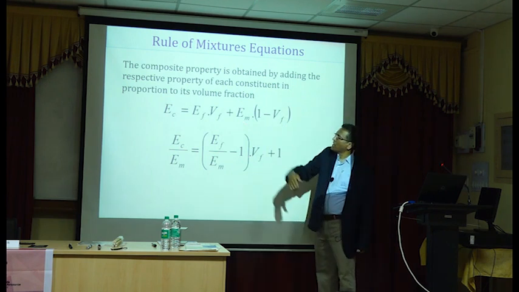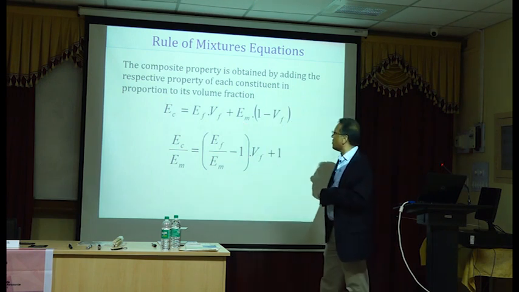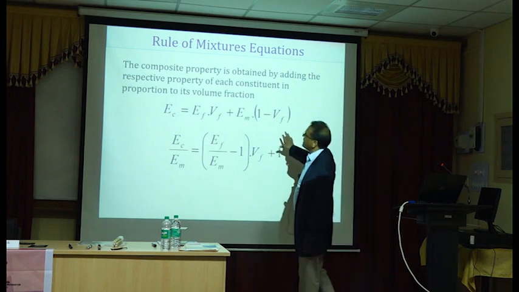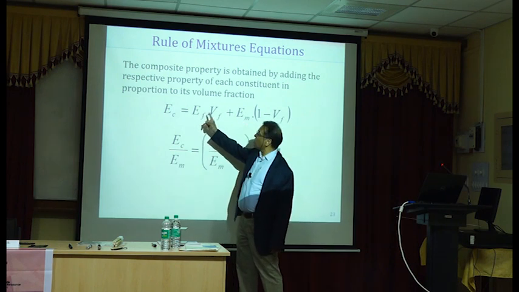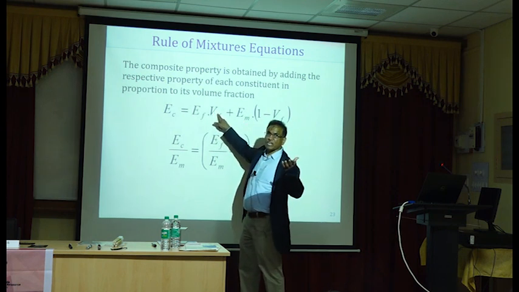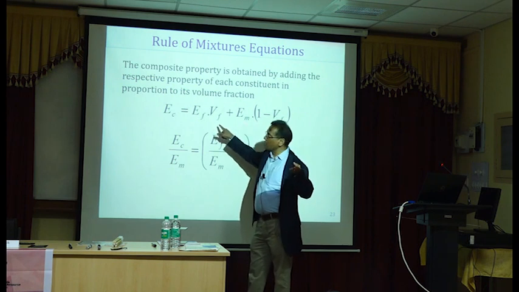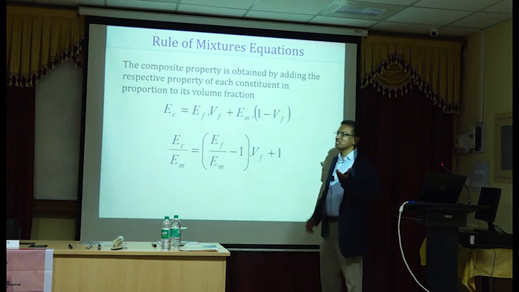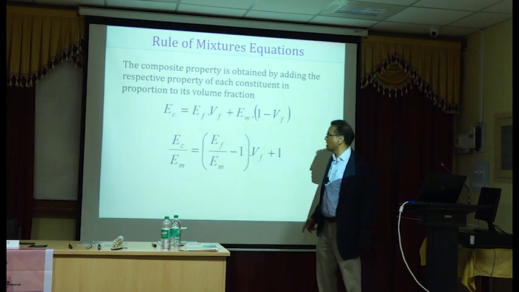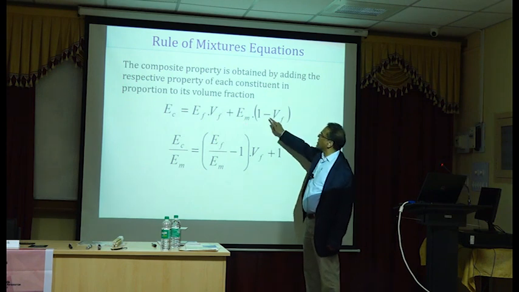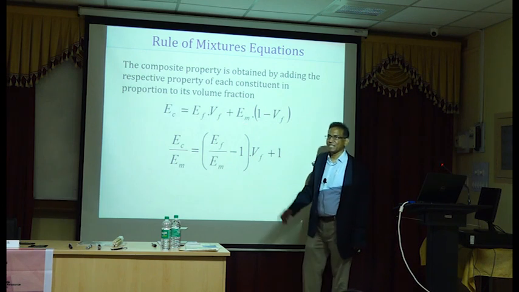So we eliminated everything else. We don't have to worry about individual items. All that we need is EF, which you will know from your manufacturer's data sheets. VF is something you determine. You say, I want 50% fiber volume fraction or 40% fiber volume fraction, whatever it is. So if it is, say, 40% volume fraction, VF will be 0.4. And EM times 1 minus VF, that is 1 minus 0.4, which will be 0.6.